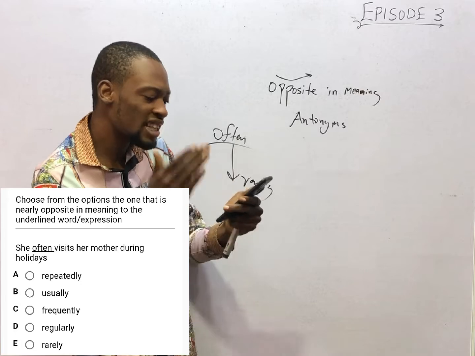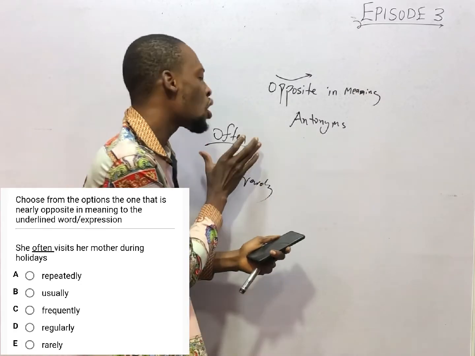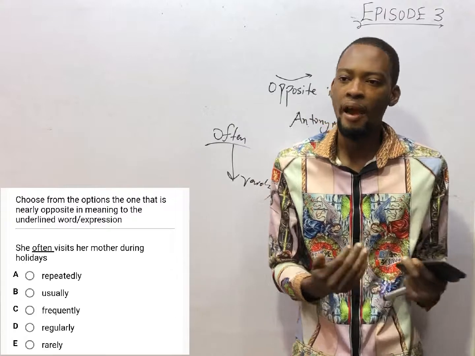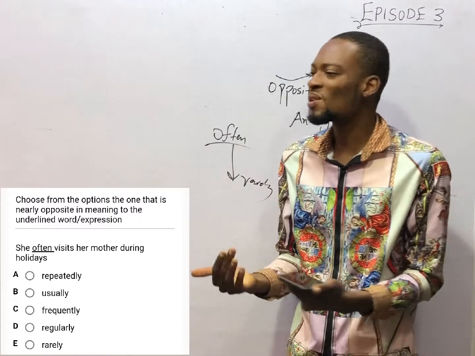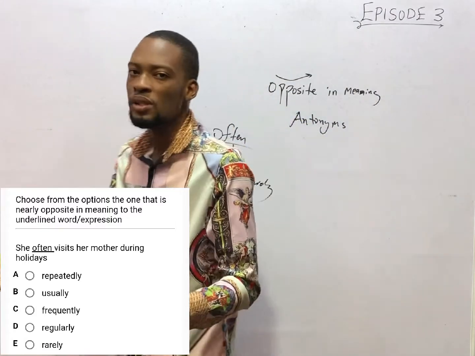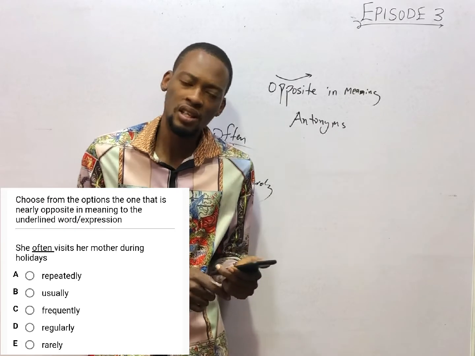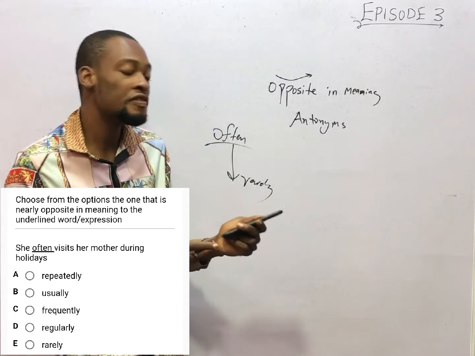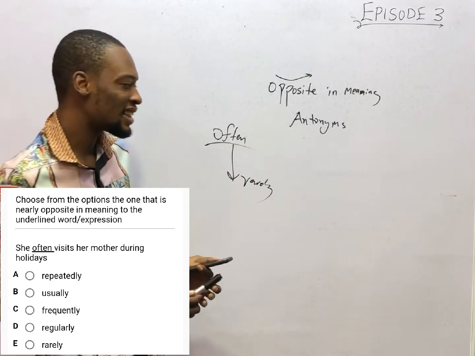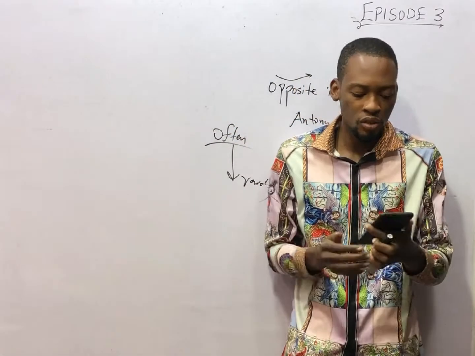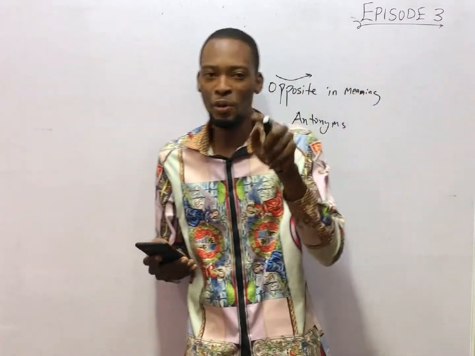Option E says rarely. Rarely is the opposite of often. If I say I often do this, and I say I rarely do this, rarely means I don't do it all the time. No, I hardly do it. So if she often visits her mother during holidays, the opposite should be she rarely visits her mother, which implies that during holidays she will just decide not to visit her mother. So option E is the correct option.